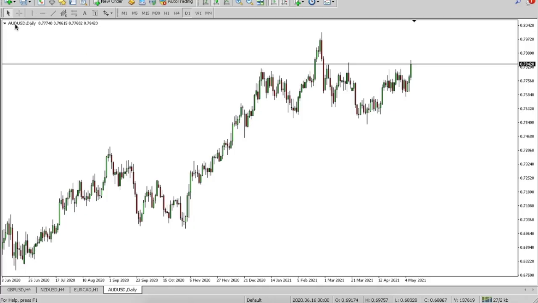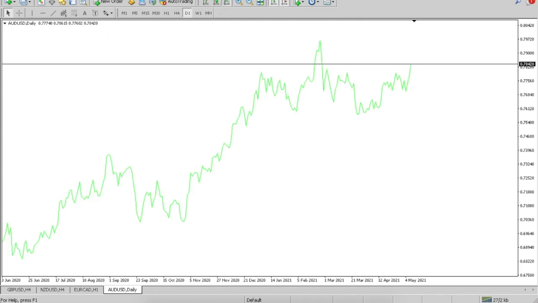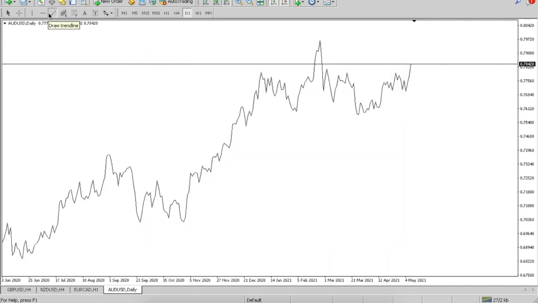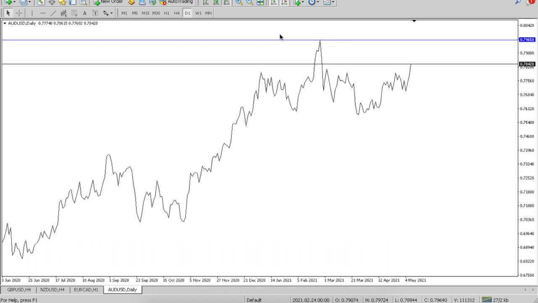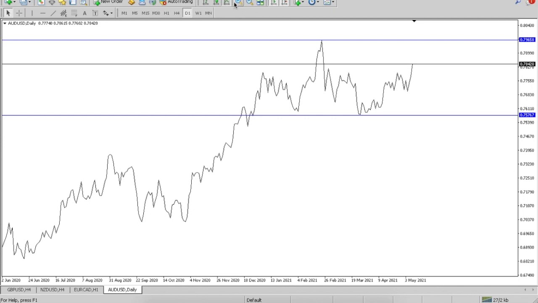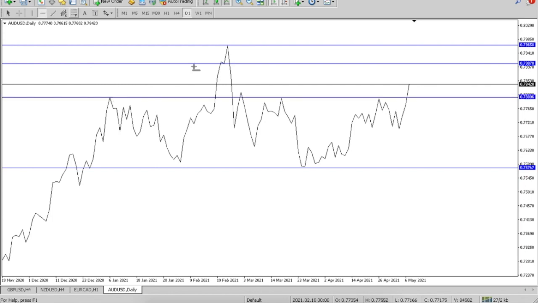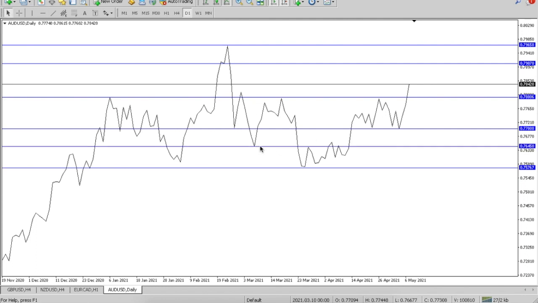Last but not least, we have AUDUSD. So we start on our daily time frame, change it to line chart. Then we mark our highest point, and then our lowest point closer to where price is at. Then we're going to mark all the other points in between, like this. Okay, then we've marked all our points there.